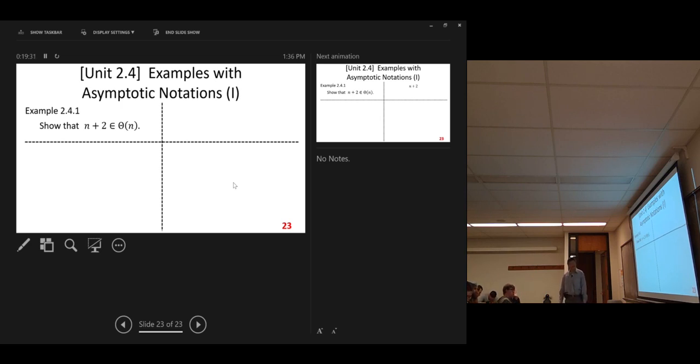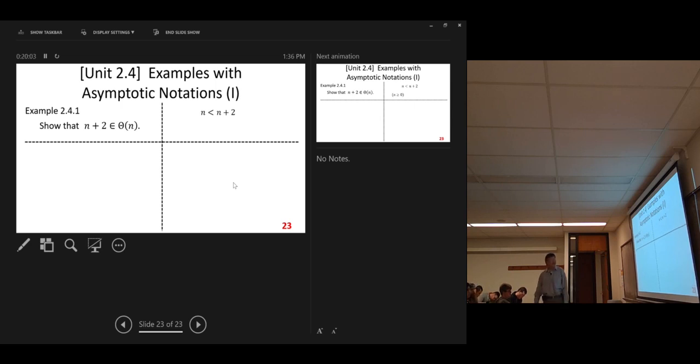N plus 2. What constant multiple of n? Yeah, because g function is n. What constant multiple of g of n we can use as the lower bound? Smaller than n plus 2. Let's start from n plus 2. First, let's look at the lower bound. How about just n? We reduce that expression by 2. It is smaller than n plus 2.